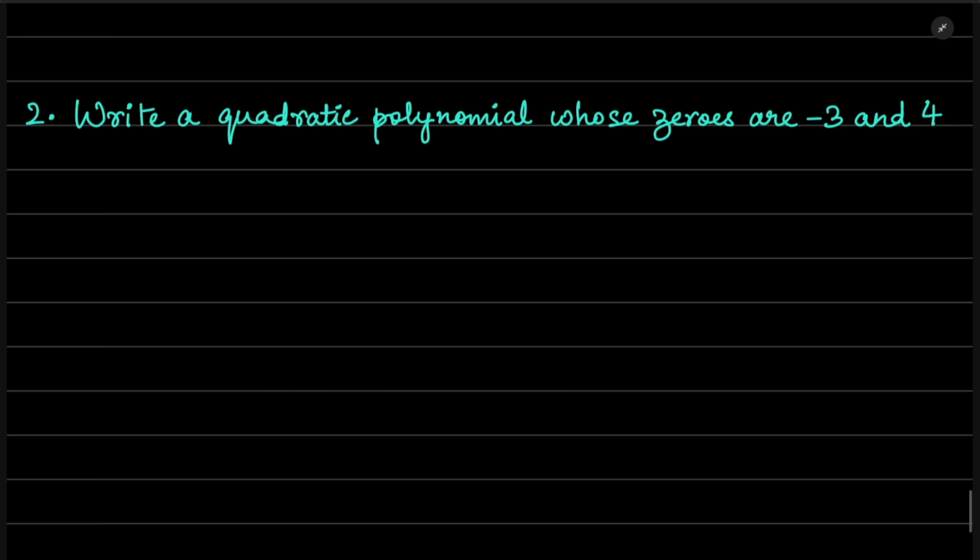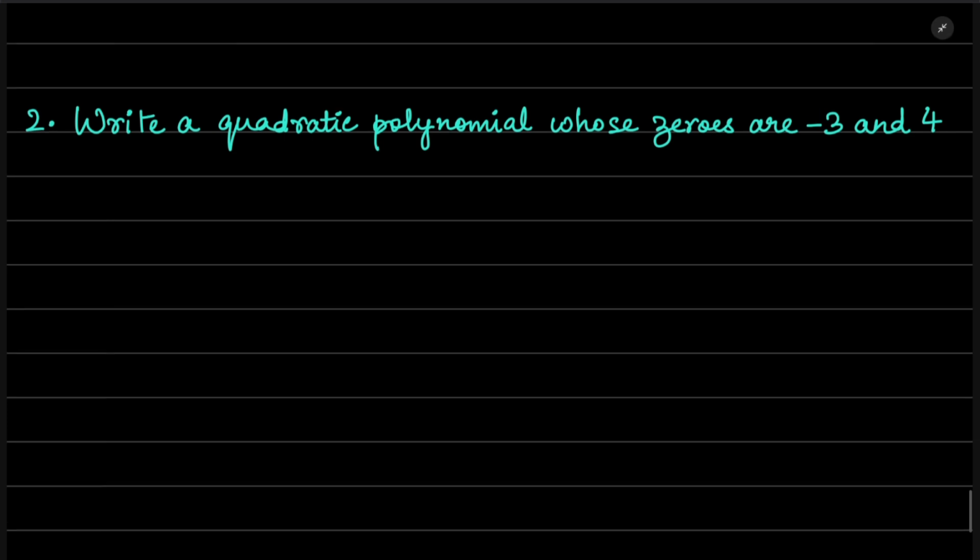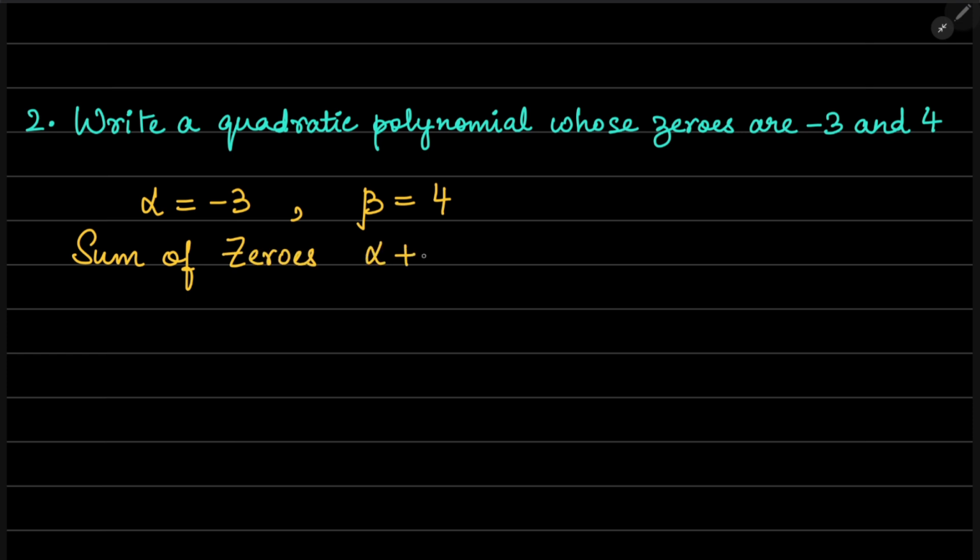Write a quadratic polynomial whose zeros are minus 3 and minus 4. So you are given the zeros, right? So let alpha be minus 3 and let the other zero, that is beta, be 4. What is the sum of zeros? The sum of the zeros means just add them, alpha plus beta. So minus 3 plus 4, which is 4 minus 3. It is just 1. I'm going to denote it with the capital letter S.